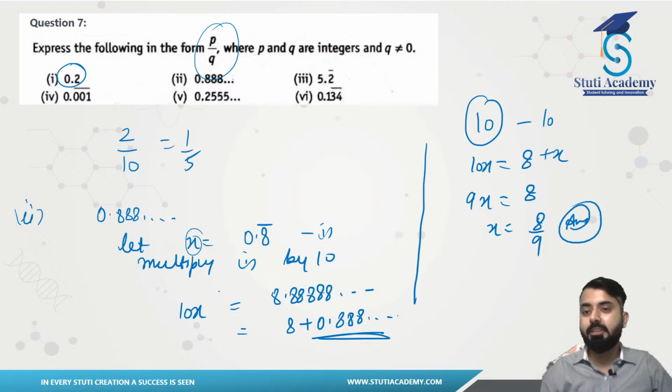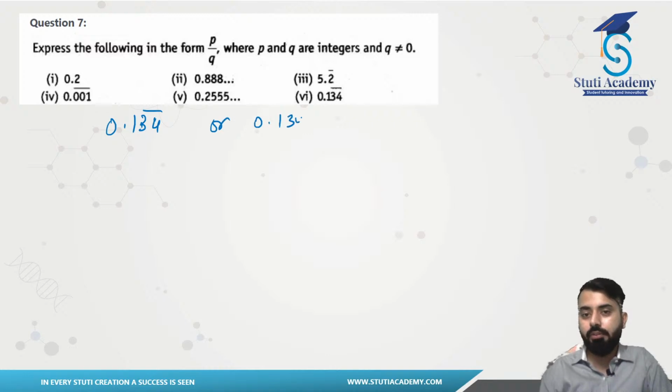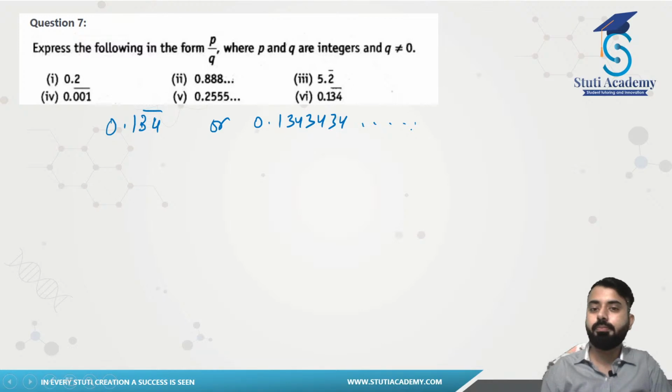Similarly, if I attempt the sixth question here, we have 0.134 bar over 34. That means it is like this: 0.1343434 and so on. You guys see, 1 is not repeating but 34 is repeating. So I have to take 1 out also, and I have to take 34 out also. So that means I have to multiply this with what?